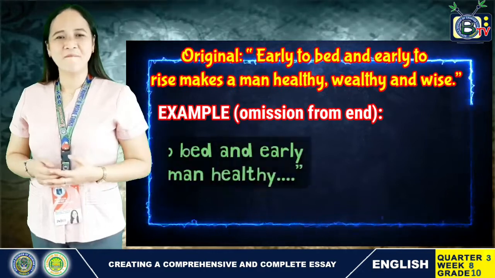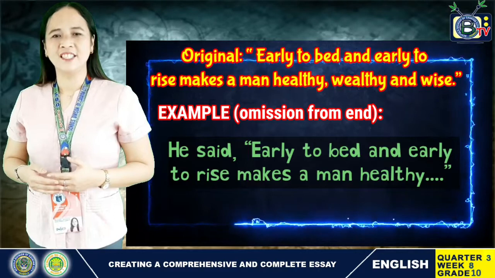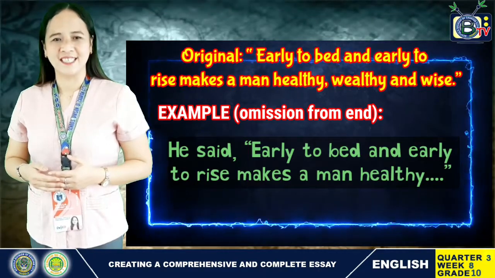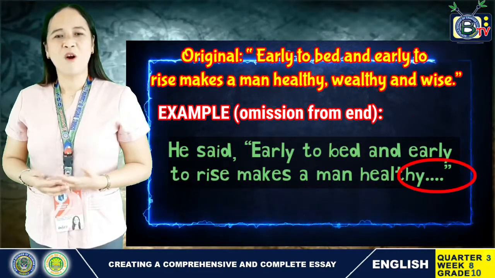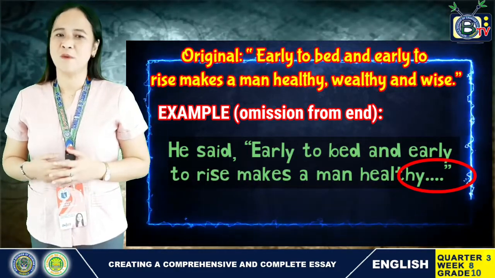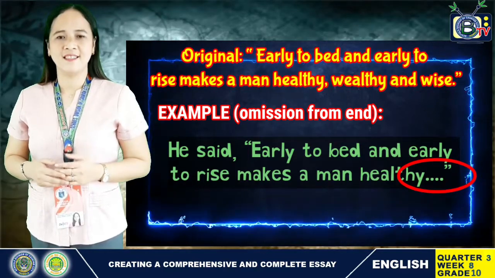Here is an example, omission from end: He said, "Early to bed and early to rise makes a man healthy...." Where is the ellipsis positioned? The ellipsis is formed by 4 dots before the quotation marks. The 4th dot is really a period which ends the sentence.